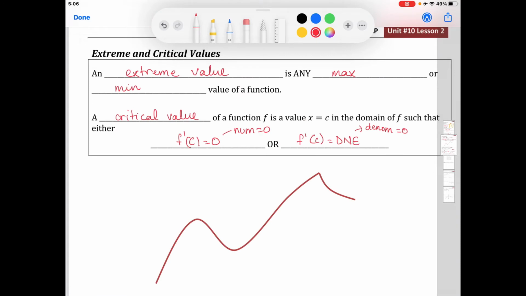Okay, so copy these into your notes, please. It says an extreme value is any max or min value. Be very careful about that. Those are your extreme values.